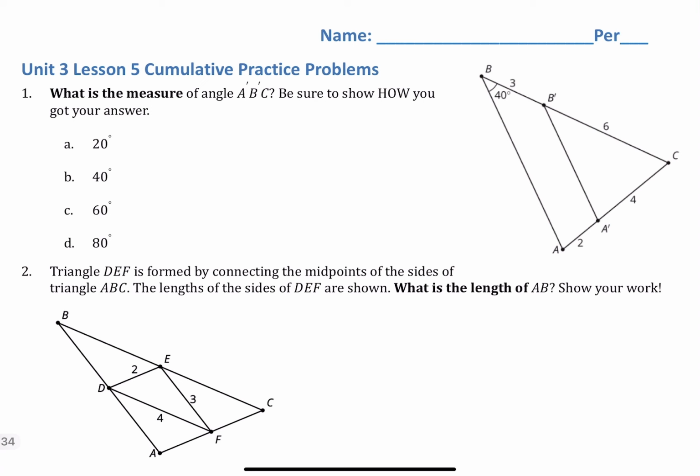So this first question they're asking, what is the measure of angle A prime, B prime, C prime, and be sure to show how you got your answer. So A prime, B prime, C prime, that is this measurement right here. Well, this is going to be 40 degrees because these lines are going to be parallel. Because if this is a dilation, since it is in proportion 4 to 2 and 6 to 3, that means that the angles will be congruent because dilations preserve angle measure.